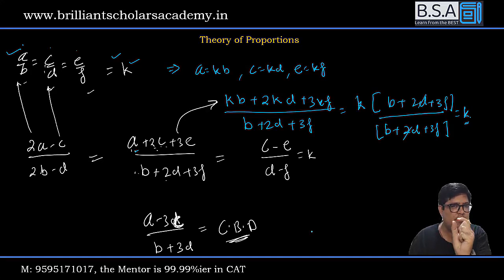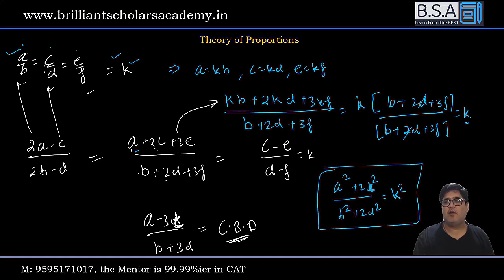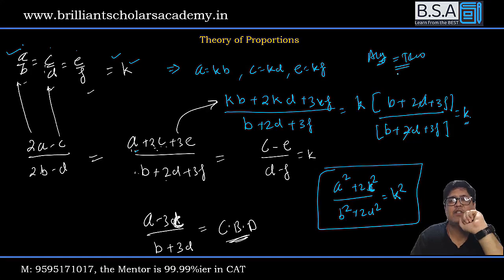What if I have squares and cubes? A small variation. What if I have A square plus 2C square upon B square plus 2D square? Because I have performed squares, it will be equal to K square. That's all. Law of proportions. I can show you application of this in higher level algebra questions and in higher level time and work questions.